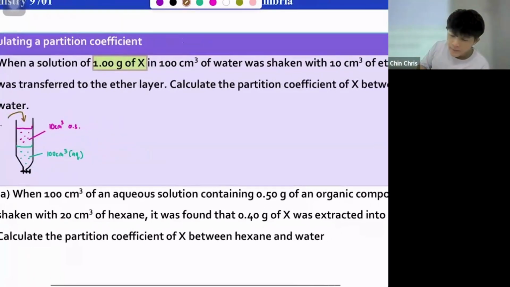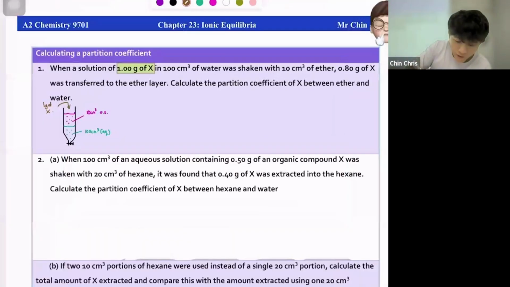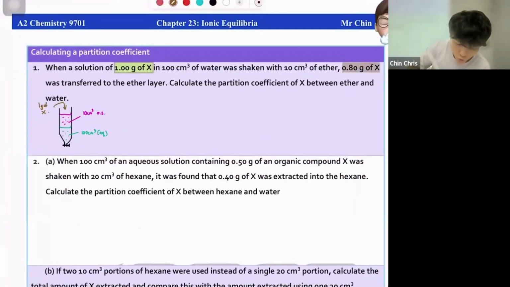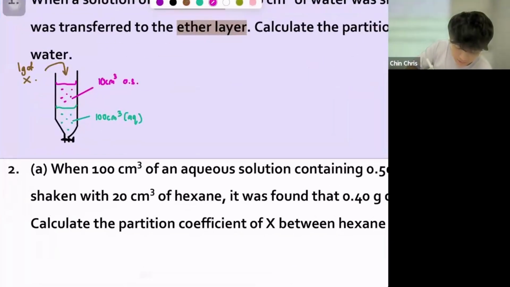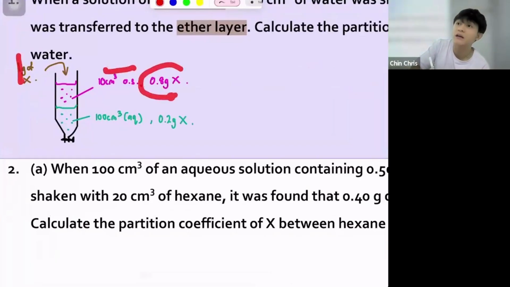Okay, so 0.8 gram of X was transferred into the ether layer, which means 0.8 gram of X is found in the ether. Understand? Then how much is found in water? 0.2. The kids will ask me why: because 1 minus 0.8. That's it. Clear.